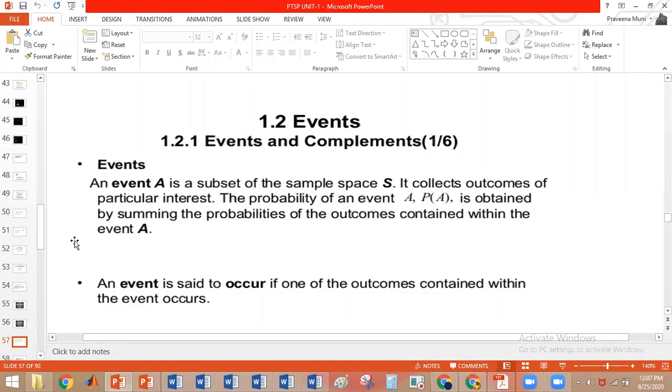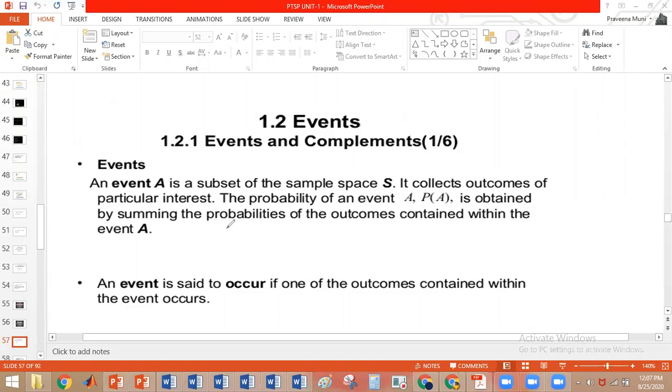So for example, we have an event. Say the event is given like this. It has the values 2, 3, 4. What is it that we are doing? We are throwing a die. When you throw a die, what are the possible outcomes here? 1, 2, 3, 4, 5, 6 are the possible outcomes.